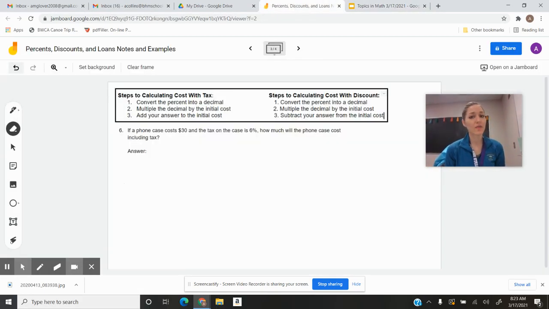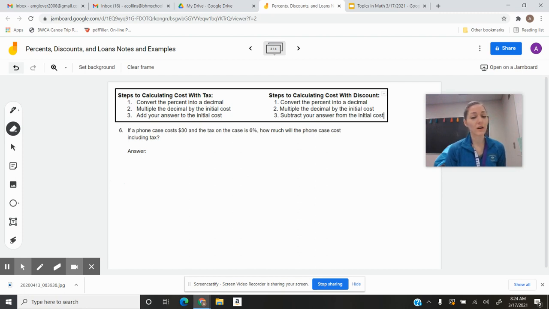Go ahead and make sure that the percents, discounts, and loans assignment that was posted on Monday is opened up. I'm going to go over the answers for number 6 and 8, so that way you can get some free answers and you know how to do the rest independently. Okay, so number 6 says, if a phone case costs $30 and the tax on the case is 6%, how much will the phone case cost, including tax?